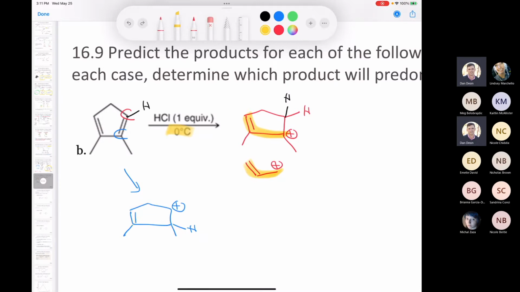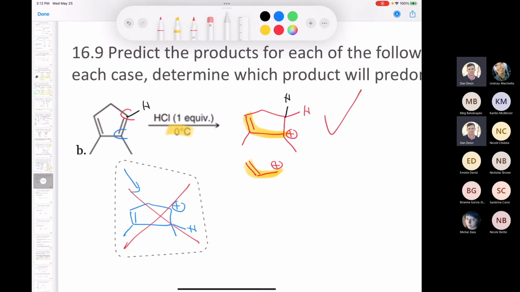And you want to add the proton so that you end up with an allylic carbocation. Therefore, this is not going to happen, whereas this is going to happen. Does that help? Holy cow, yes, thank you. Okay, so that's what you got to do. All right, so let's try this one.